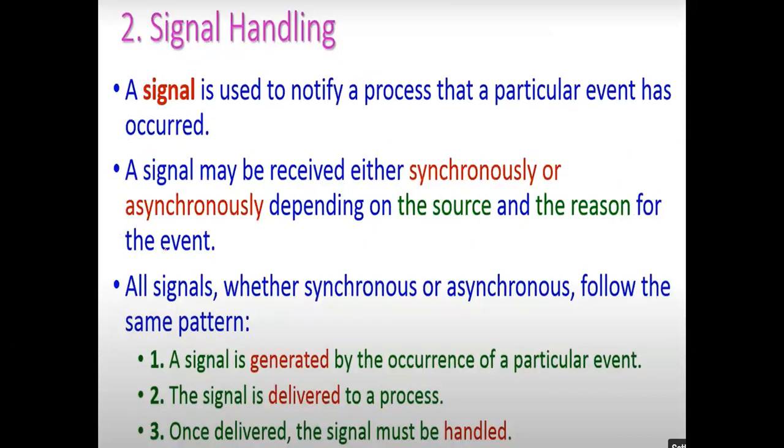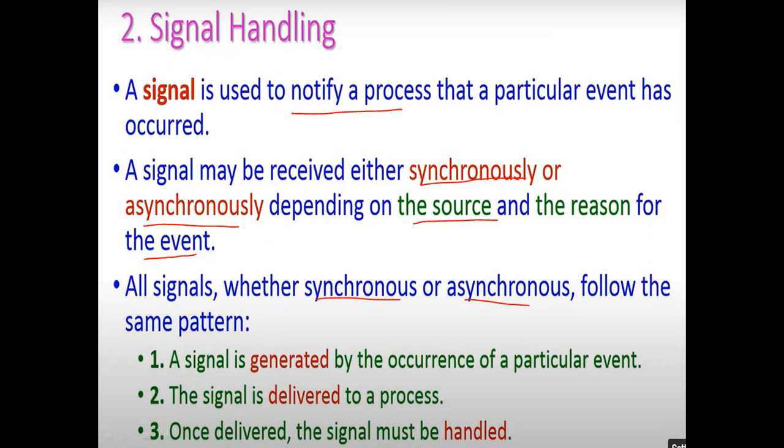The next issue of executing the thread is signal handling. So what is meant by a signal? It is used to notify a process that a particular event has occurred. The signal may be of two types: synchronous signal and asynchronous signal. This type of signal will depend on the source and the reason for the event. All the signals, whether synchronous or asynchronous, will follow the same pattern.